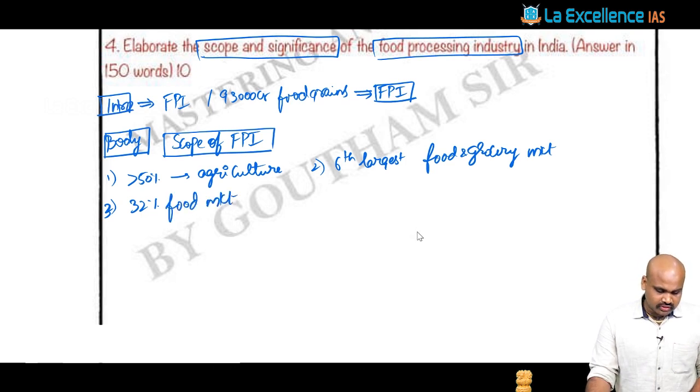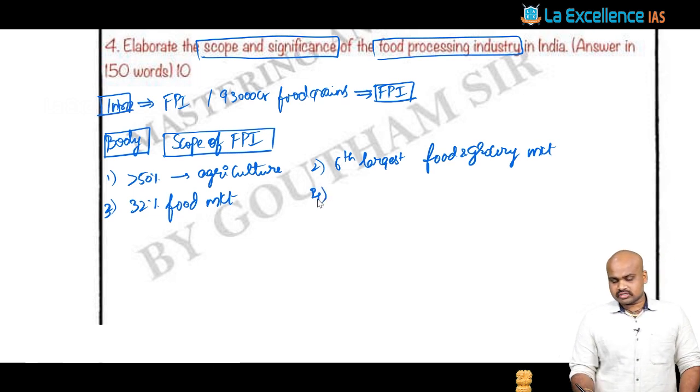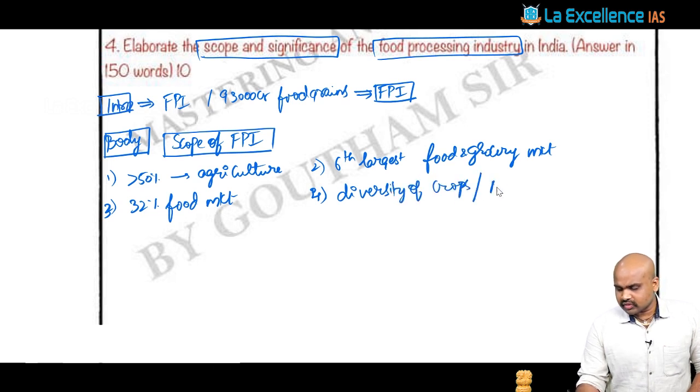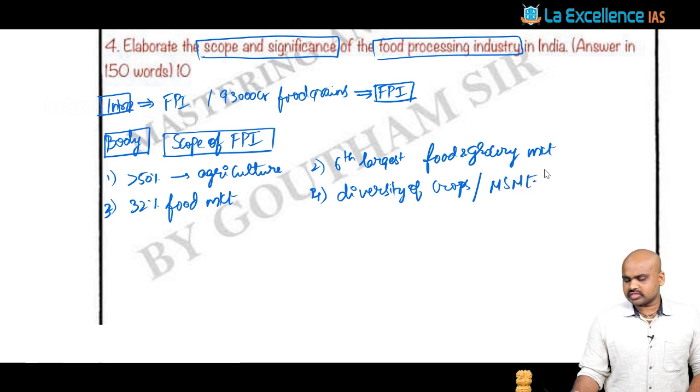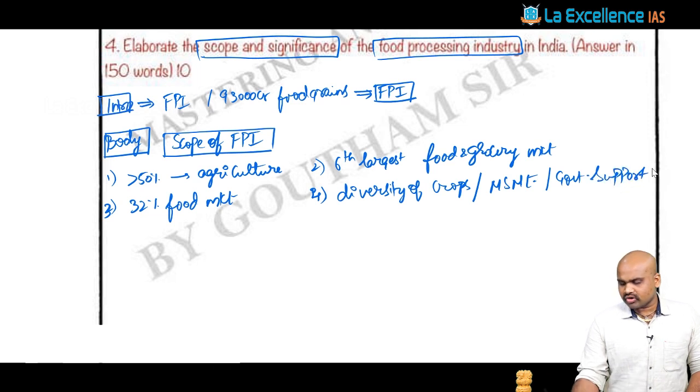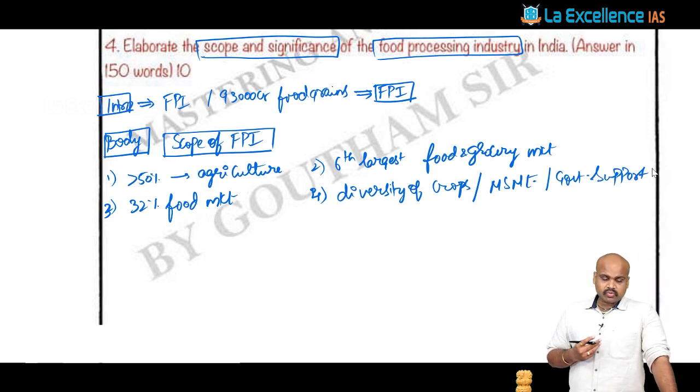That is what is showing with respect to this. Then apart from that, what else? When you talk about the food processing industry, the scope for the food processing industry is the diversity of crops, and not only the diversity of crops, but also the emergence of the MSME sector and the governmental support that is being provided to such systems. So that is what is providing the scope.